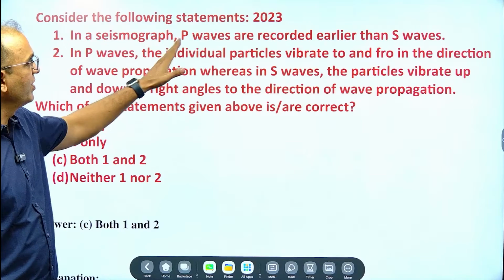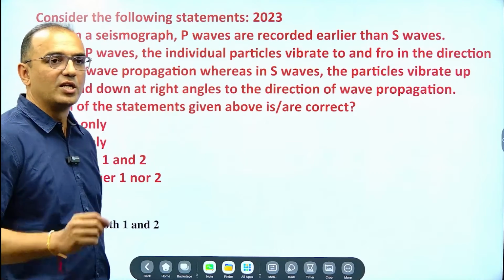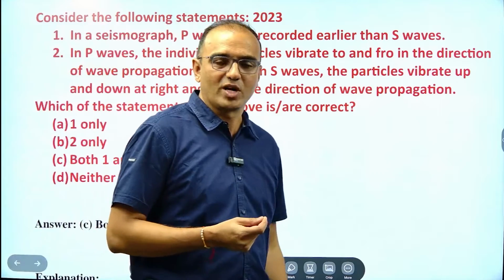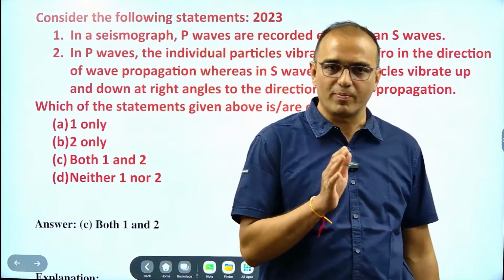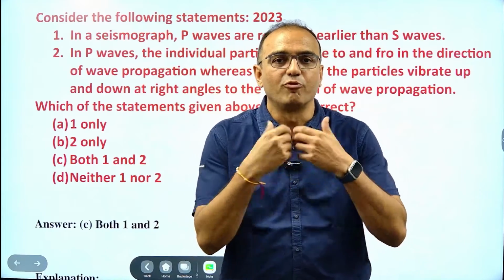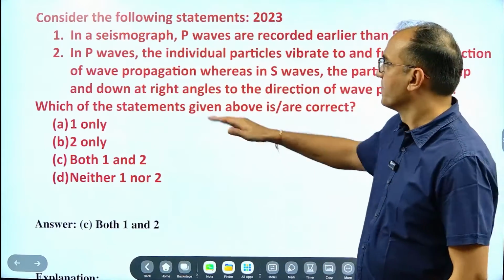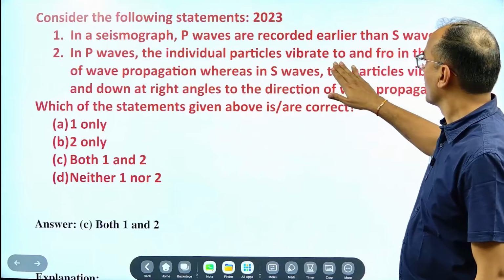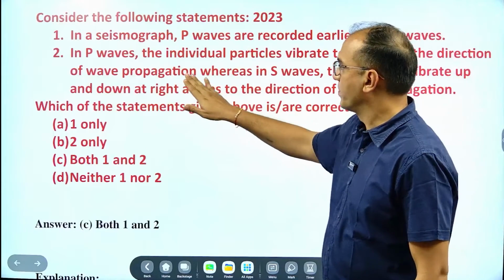Next, consider the following statements. In a seismograph, P waves are recorded earlier than S waves. Now, if you have studied basic seismograph, you will know that P stands for primary and S stands for secondary. So, primary waves appear before secondary waves. So, the first statement is correct. P waves, the individual particles vibrate to and fro in the direction of wave propagation.